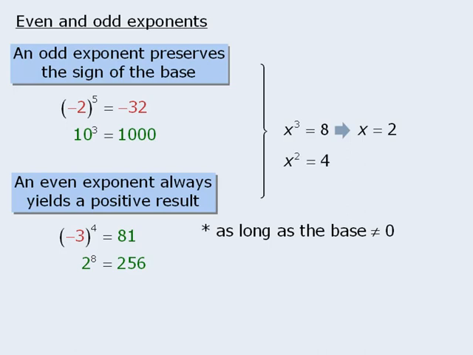Now let's examine this equation. Here the exponent of 2 is even. If the exponent is even, the expression will always evaluate to be positive regardless of the sign of the base. So in this equation there are two possible solutions. x can equal 2 or x can equal negative 2.